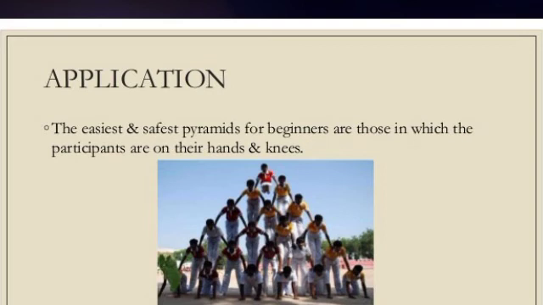When balance is lost while performing on the beam, the arm or leg on the opposite side from which the gymnast is leaning is raised to shift the center of gravity back towards the base of support. The easiest and safest pyramids for beginners are those in which the participants are on their hands and knees.